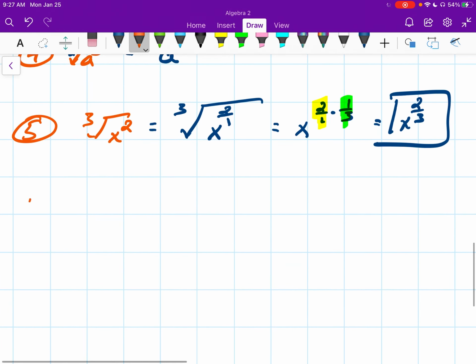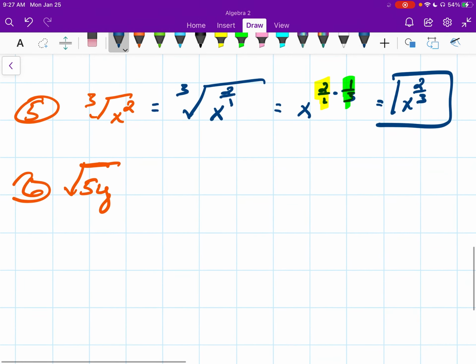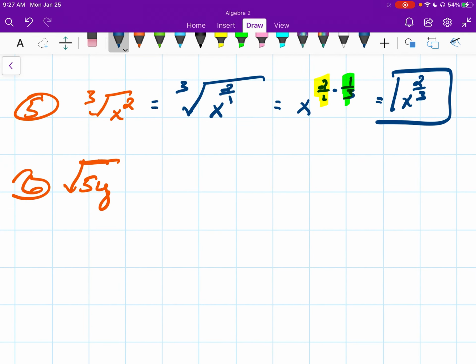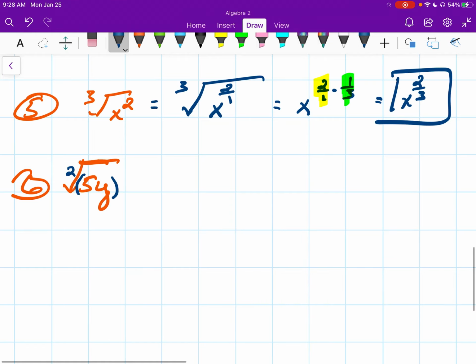All right, number 6, we're going to talk about root 5y, right? The 5 and the y are underneath the root. So this is a square root. One thing that's going to be useful here is, let's put parentheses around the 5 and the y, right? Right now, they're unneeded parentheses. But whenever we change this, it's going to be 5y to the 1/2.